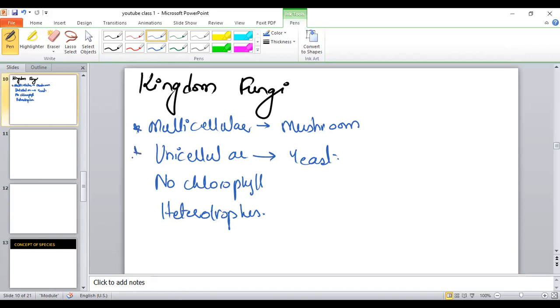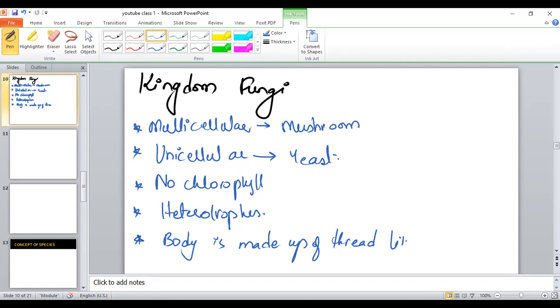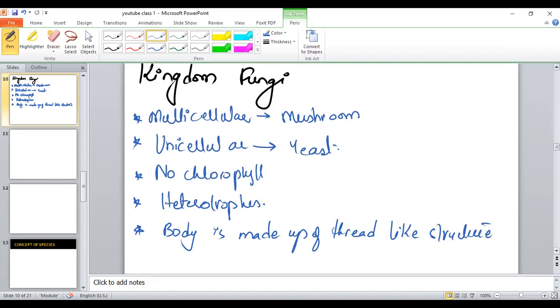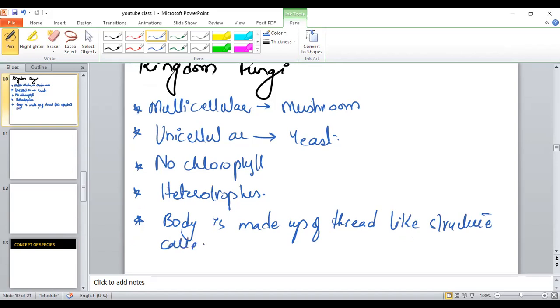When we talk about multicellular fungi, they have a body which is made up of thread-like structures, which are called hypha. So their body is made up of hypha, thread-like structures. And the collective mass of hypha is called mycelium. When all hypha collect together, they form mycelium.